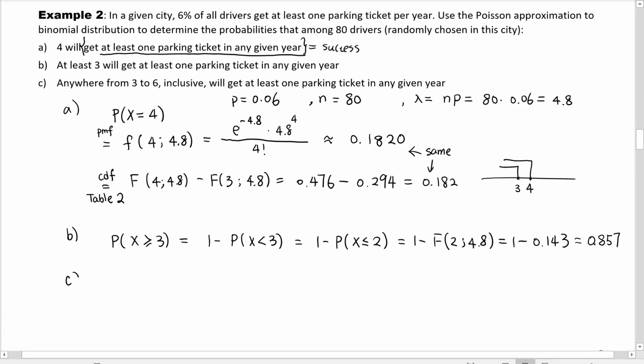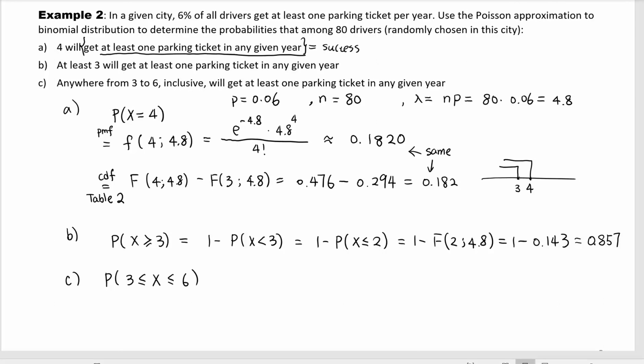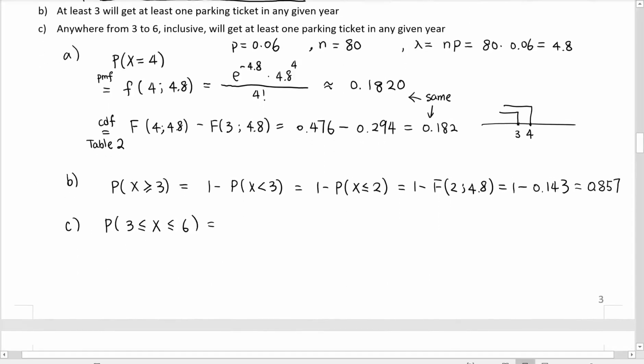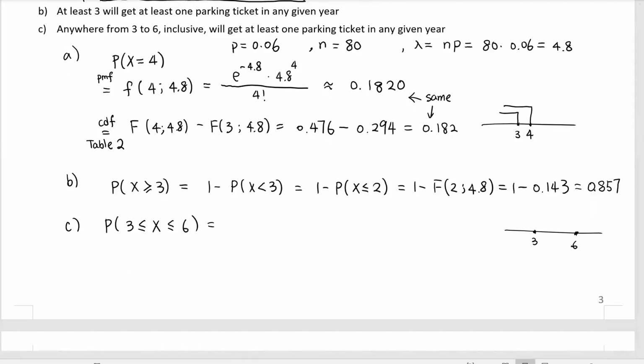How about part C? Anywhere from 3 to 6 inclusive. So 3 to 6 inclusive. So include the endpoint. So what is that? Well, 3 included, 6 included. So you want to have less than equal to 6. Subtract. Do you want to subtract 3? No, we want to subtract the 2, so the 3 is left. So this is F of 6, 4.8, minus F of 2, 4.8. Okay, what are those numbers?